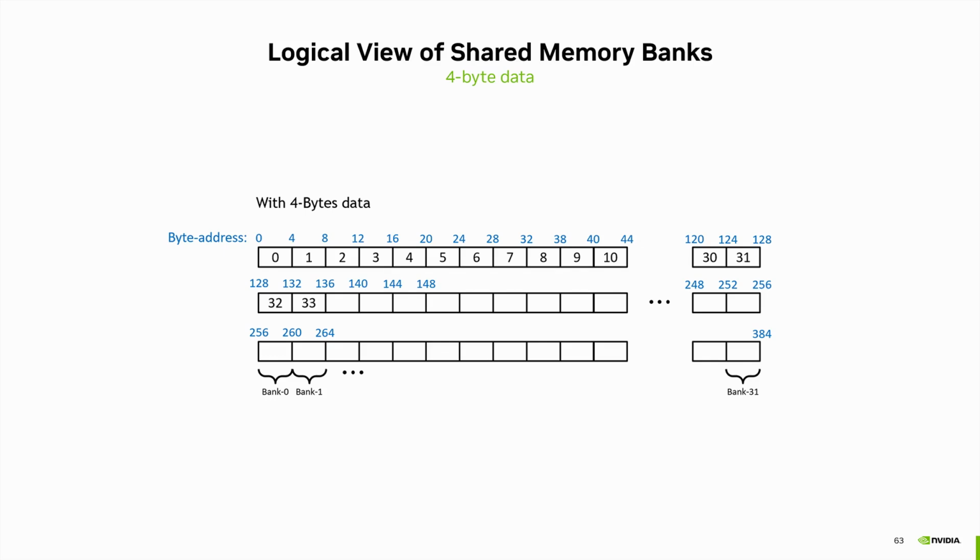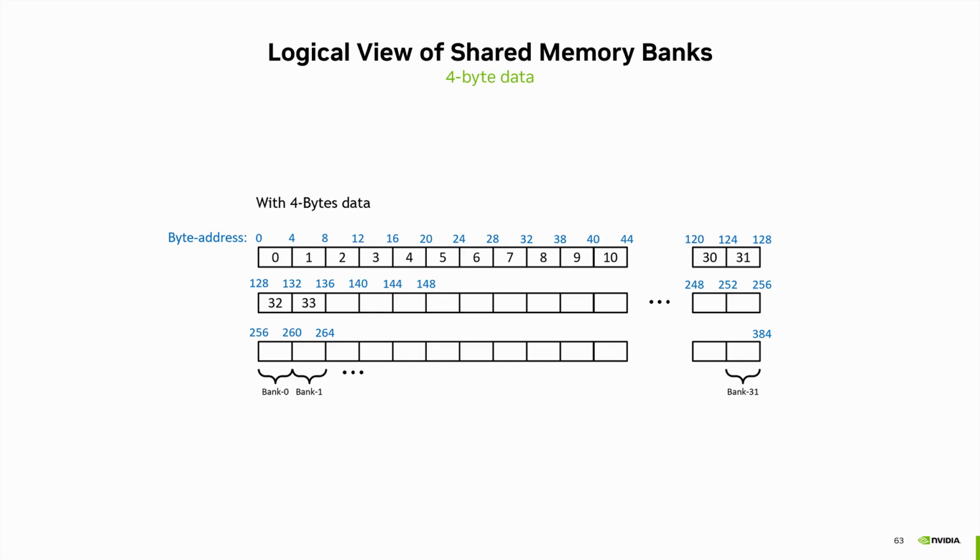So just to give you an idea of how data would be mapped to the banks, here we have 4-byte data, okay? And basically every column here is mapped to the same bank. So elements at address 0, 128, 256 are all mapped to bank 0. And the next ones are all mapped to bank 1, and so on and so forth.